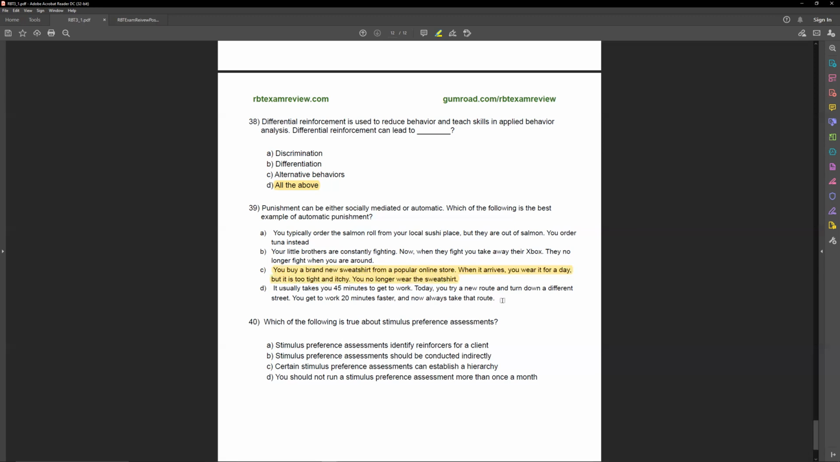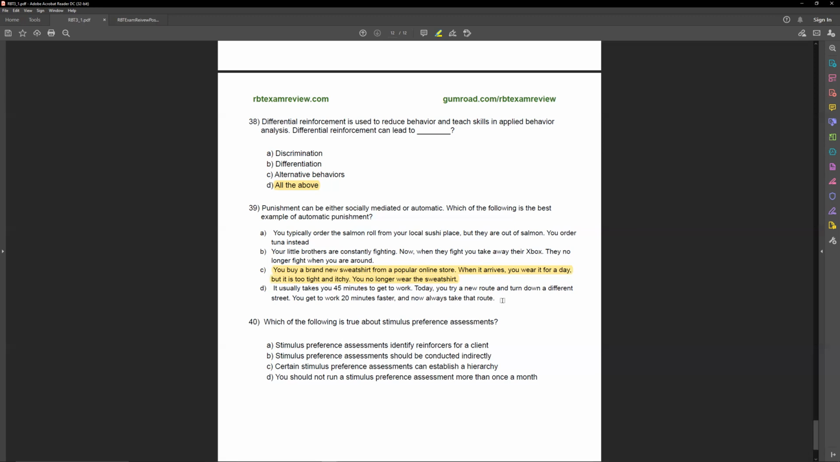So if we break it down, okay, the antecedent: sweatshirt arrives. Behavior: you wear the sweatshirt. Consequence: it's tight and itchy, which is the punishment. And in the future, you don't wear that sweatshirt, okay? So again, automatic punishment. Always know what you're looking for in punishment and reinforcement questions before you jump into the answer choices.